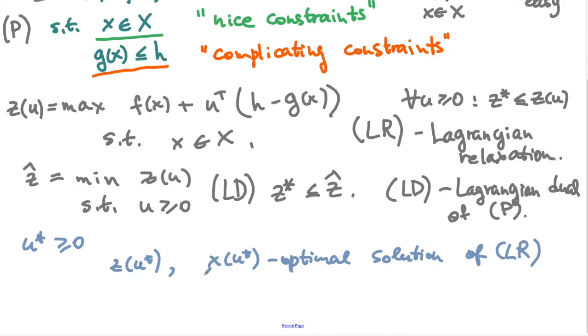So the fact that x of u star is the optimal solution of the Lagrangian relaxation already implies that x of u star belongs to the set X. If, in addition to that, it satisfies the complicating constraint, meaning that g of x of u star is less than or equal to h, then x of u star will be feasible for the original problem.